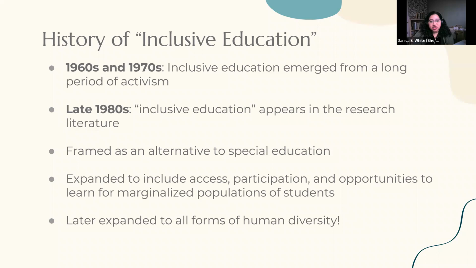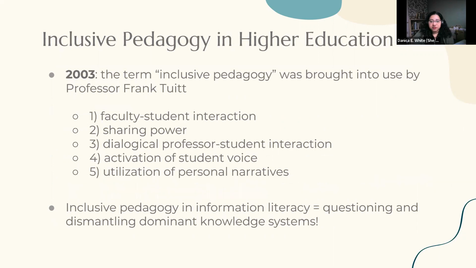So inclusive education eventually expanded to include access, participation, and opportunities to learn for other marginalized student populations. And this philosophy was later extended to all forms of human diversity with the view that all students should have opportunities to participate in education. And this focused particularly on areas where learners are marginalized by race, gender, class, ability, socioeconomic status, and sexuality.